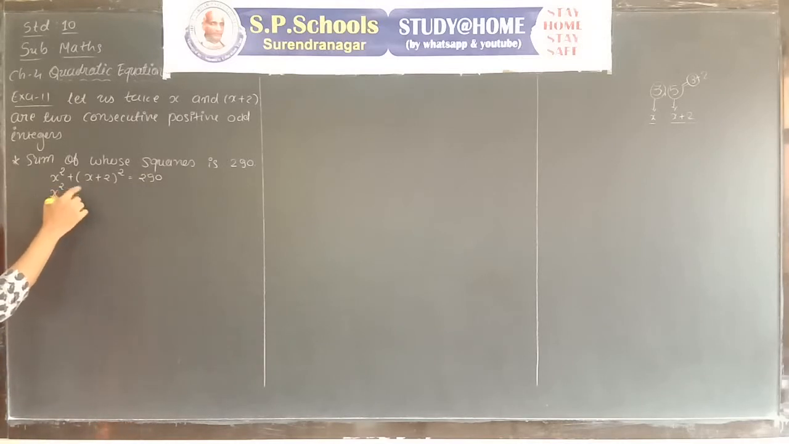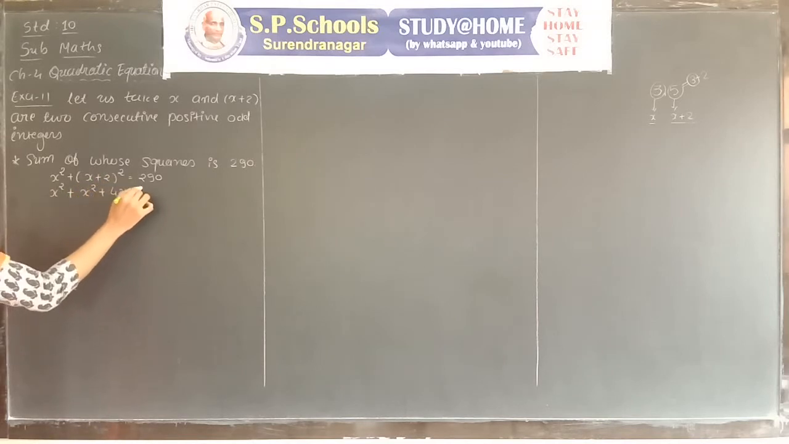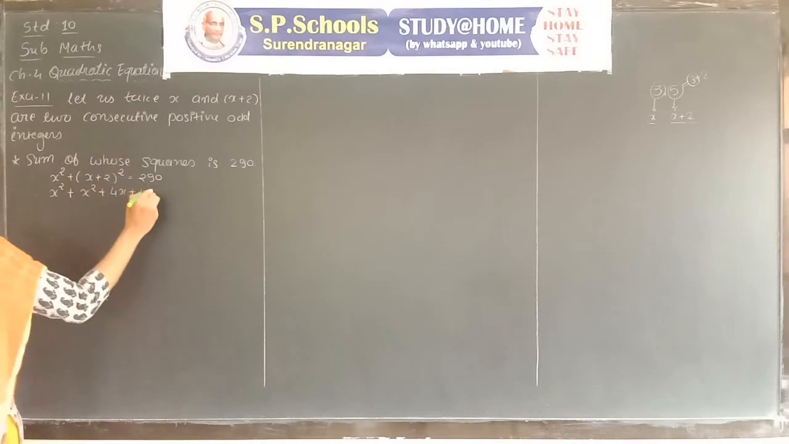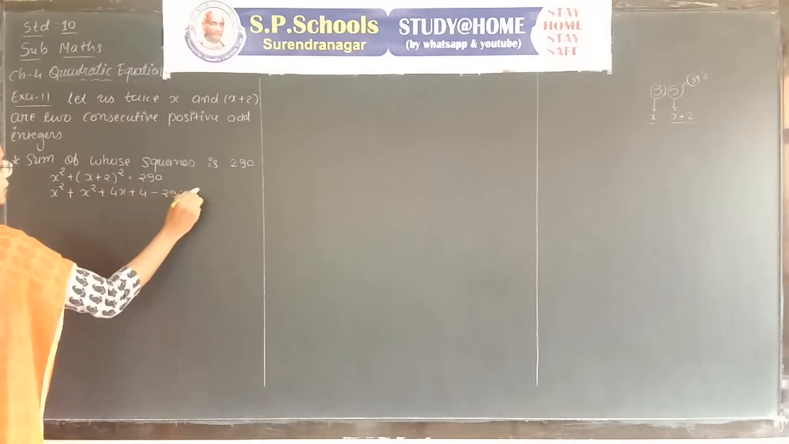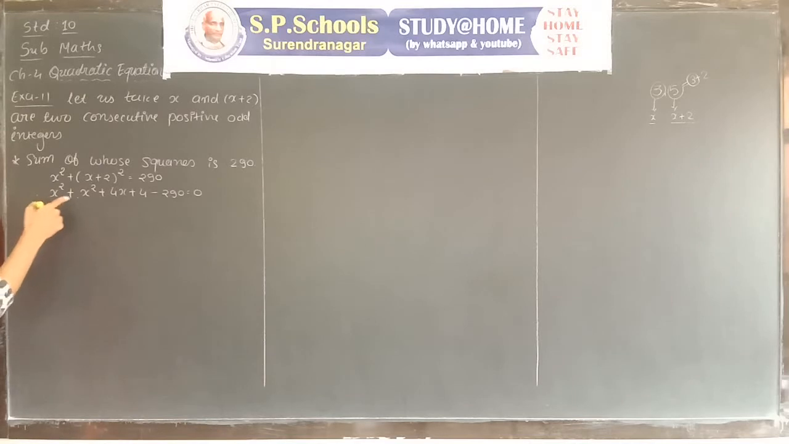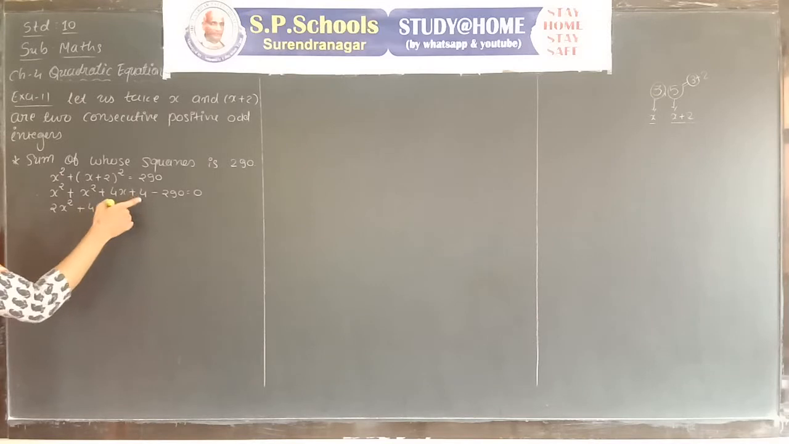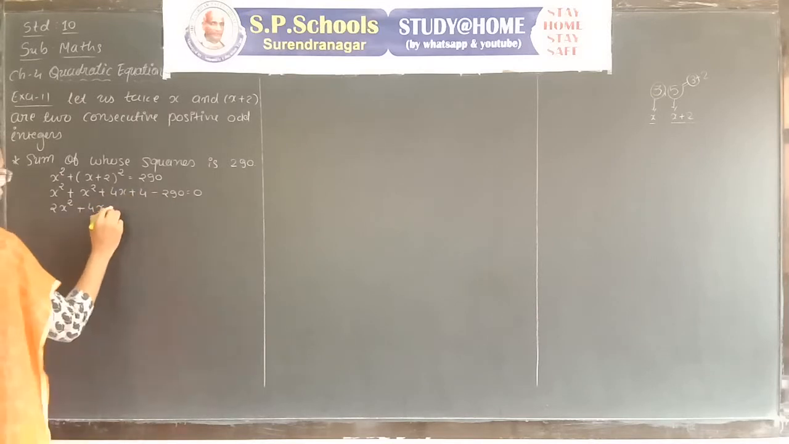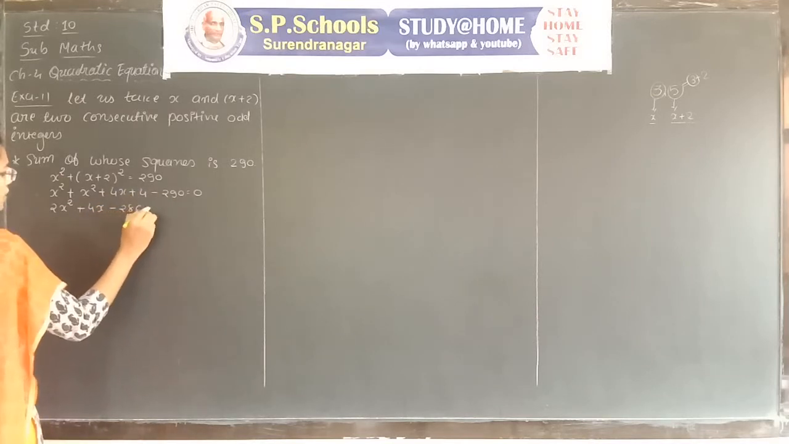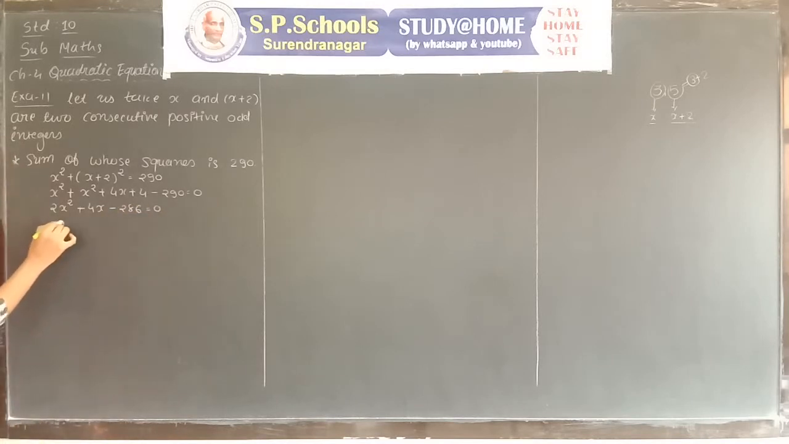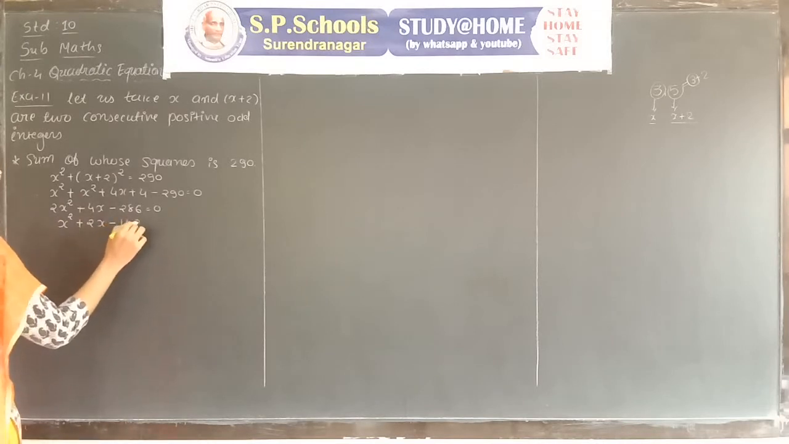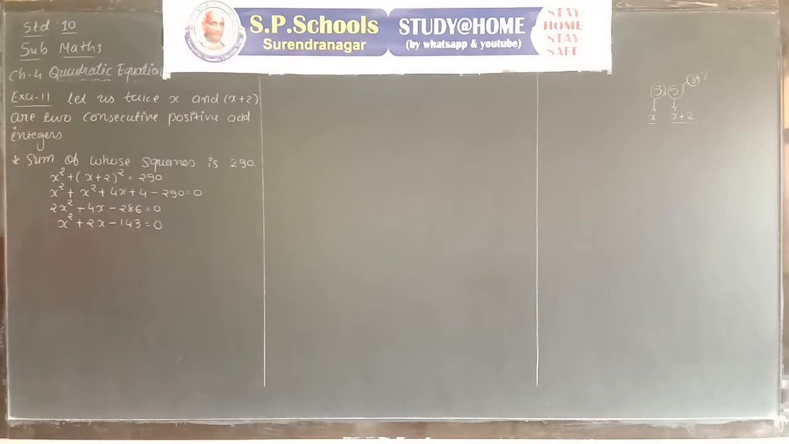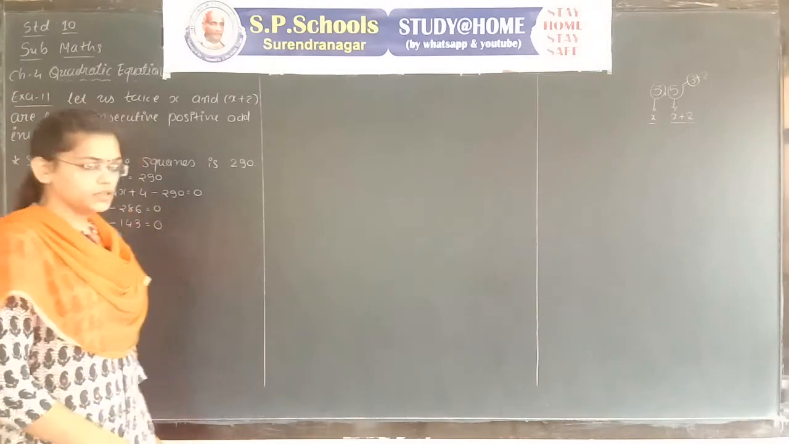Expanding, x square plus x square plus 4x plus 4. Shift 290 from the right-hand side to the left-hand side: minus 290 is equal to 0. So x square plus x square, which is 2x square, plus 4x plus 4 minus 290 gives minus 286 equal to 0. Therefore, x square plus 2x minus 143 is equal to 0. This is the mathematical representation of the given situation.